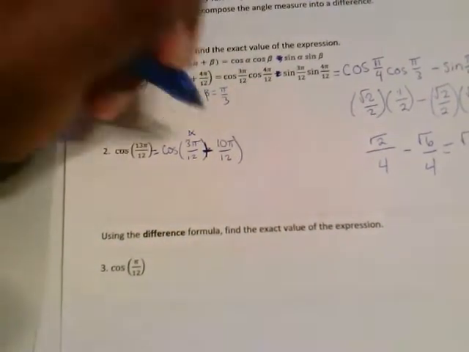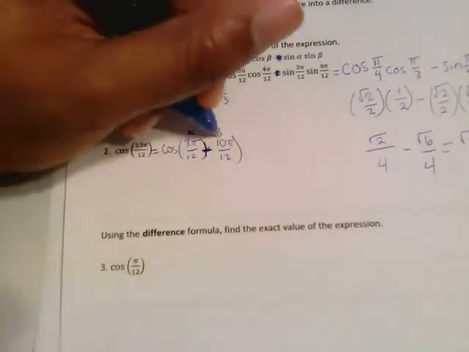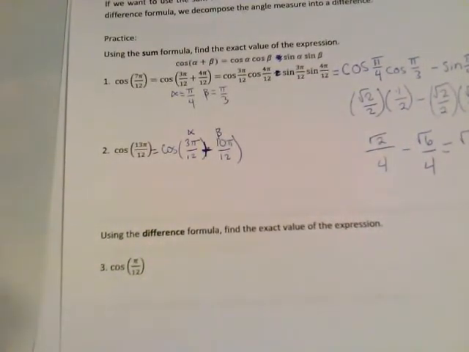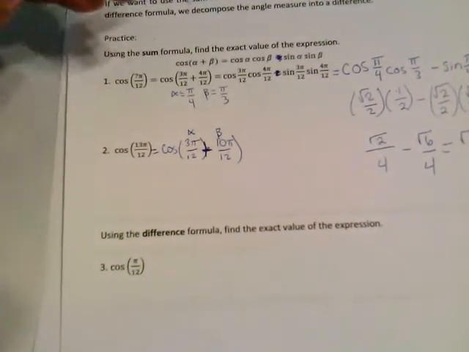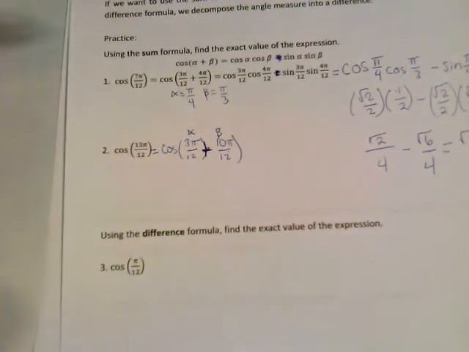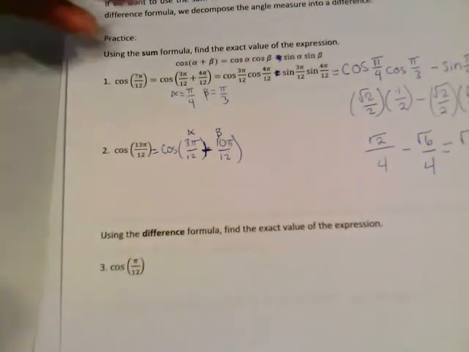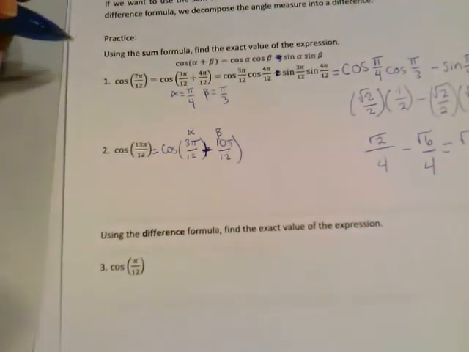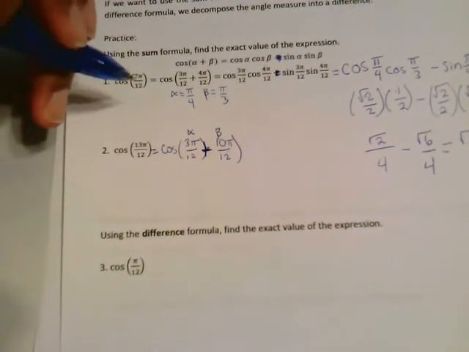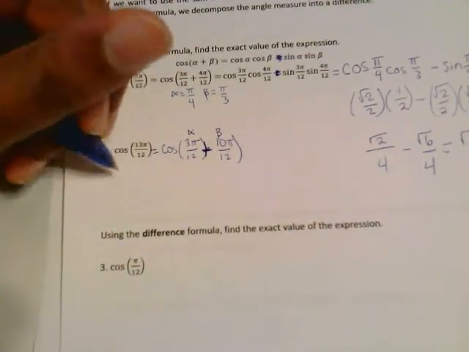So we can say that alpha is going to be 3 pi over 12 and beta is going to be 10 pi over 12. And now we just plug it into the formula. So the sum formula, again, if you're looking at the top of your page, is going to be cosine alpha, cosine beta, minus sine alpha, sine beta.